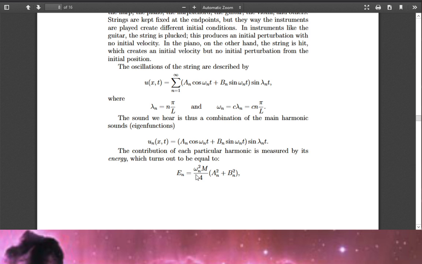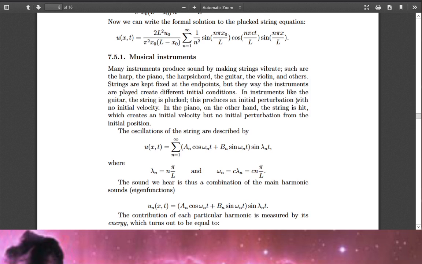E of n is Wn, which I think is 2 pi f. I'm not sure, because they're not telling me. Wn equals C of n. C could be this. That's a constant. Y lambda is wavelength. L, they're not telling me what these numbers are.